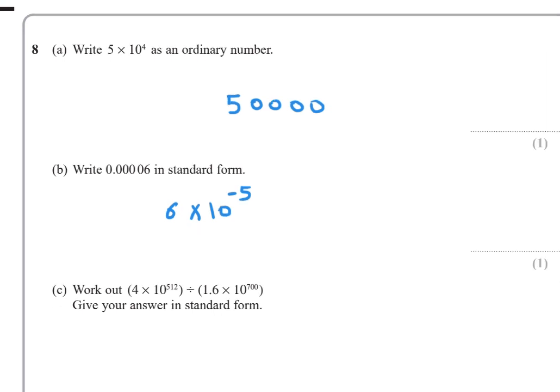Now C, work out 4 times 10 power 512 divided by 1.6 times 10 power 700. You can use your calculator to divide 4 by 1.6. 4 divided by 1.6 equals 2.5. Then 10 power 512 divided by 10 power 700, subtract the powers, so times 10 power negative 188.